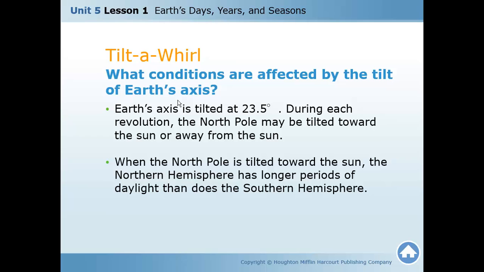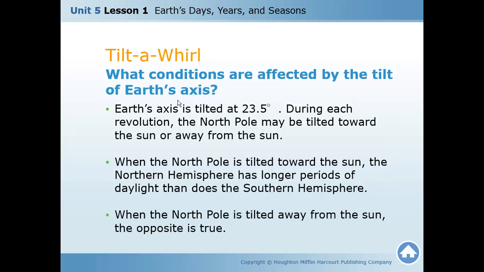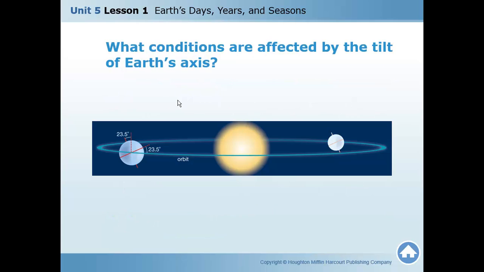When the North Pole is tilted toward the sun, the northern hemisphere has longer periods of daylight than does the southern hemisphere. We call that our summertime because we are in the northern hemisphere. When the North Pole is tilted away from the sun, the opposite is true. So we have shorter periods of daylight hours than the southern hemisphere, and we know that as winter.